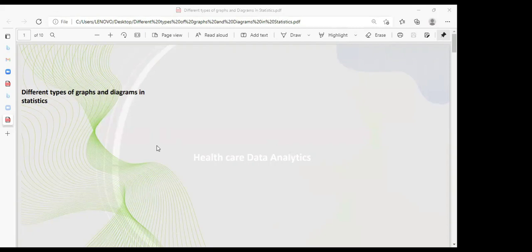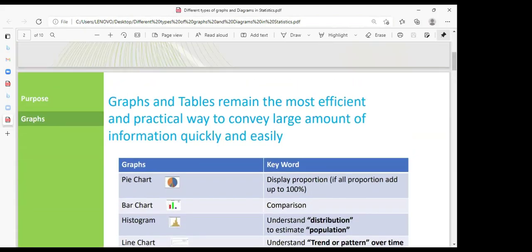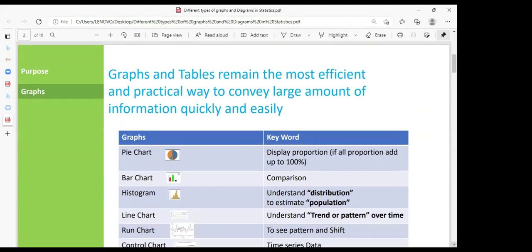Today we'll be discussing different types of graphs and diagrams and statistics in healthcare data analytics. Okay, so what's the purpose of graphs and tables? Graphs and tables remain the most efficient and practical way to convey a large amount of information quickly and easily.